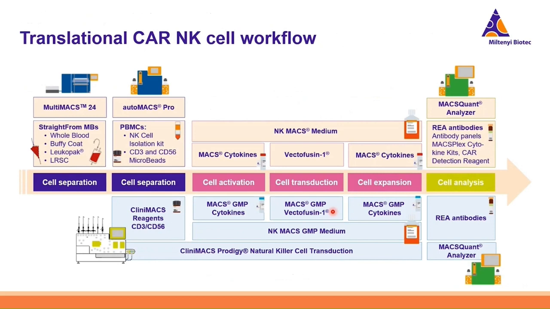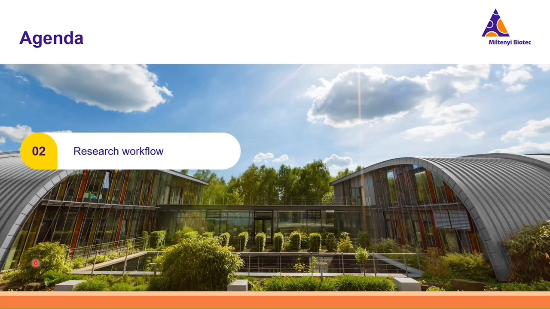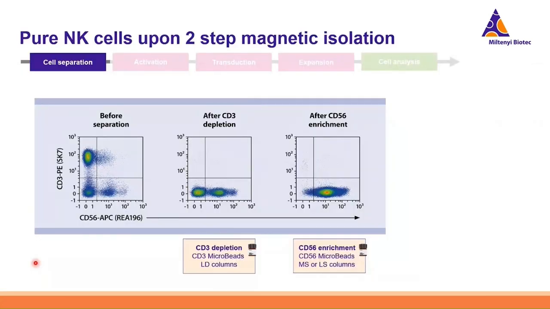So now looking at the translational workflow, meaning offering everything from research to clinical. In the first part, we will fully concentrate on the research side and then show that all the reagents are also there as GMP and how data looks like from this. So now looking at the research workflow and on the first step, the cell separation, where the NK cells need to be isolated.